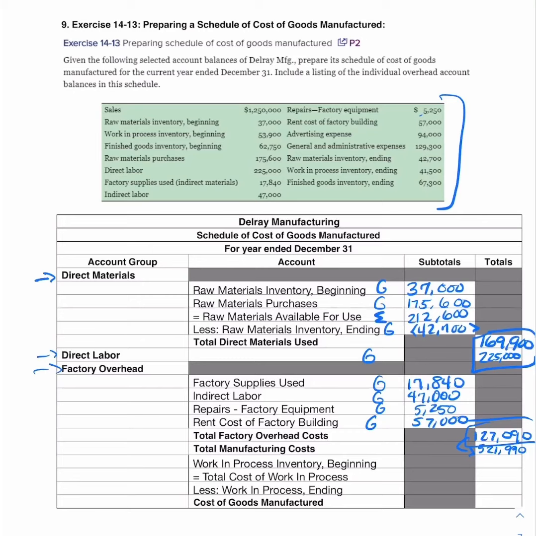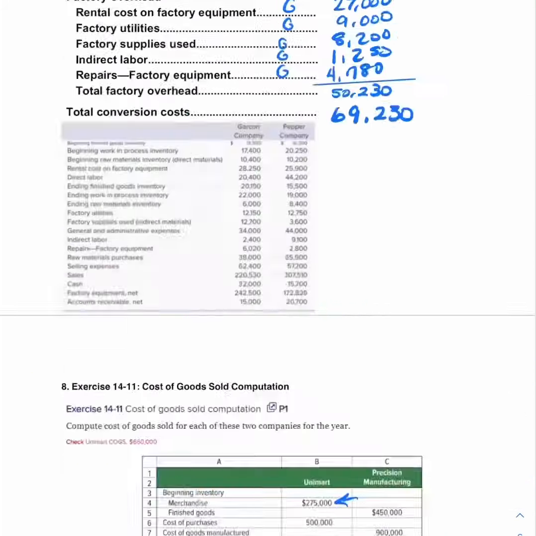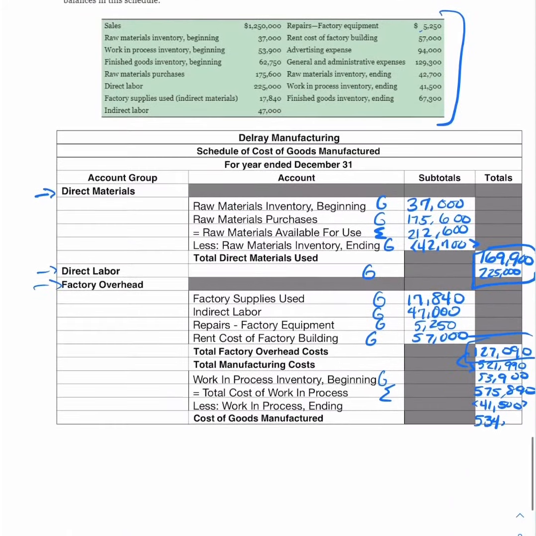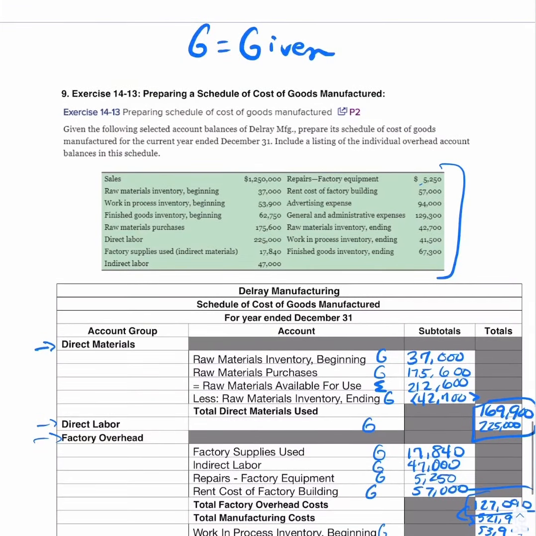Next, we take more given information, the work in process inventory at the beginning, which was $53,900. We add that, which gives us $575,890 for my total cost of work in process. We will then need to back out that ending work in process of $41,500, which will give me $534,390. And that wraps up the end of question number 9.